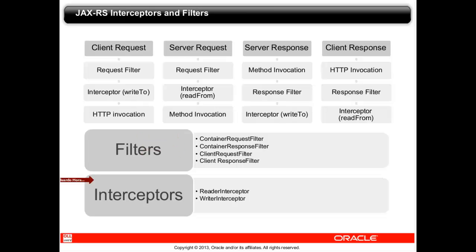These are the 2 interfaces that you use for interceptors. So first happens the client request. A client makes a request. Then there's a request filter for every client. And then there's the interceptor for writing the request.